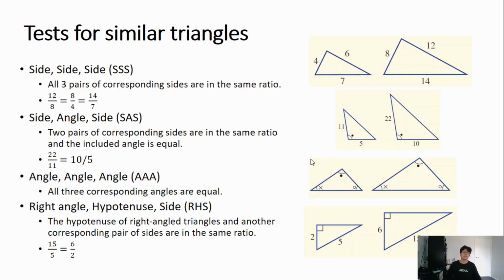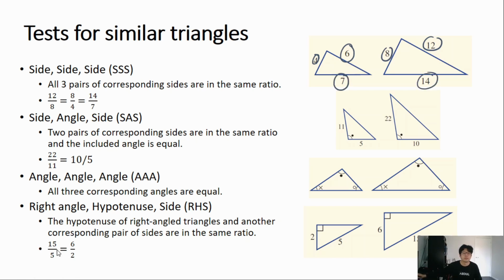So a bit like tests for congruency, we have a few tests for similar triangles, and these are side, side, side; side, angle, side; angle, angle, angle; and right angle, hypotenuse, side. The first one, side, side, side, or SSS, is when all three pairs of corresponding sides are in the same ratio. As you can see in this shape, all three pairs of corresponding sides are in the same ratio. To get from 4 to 8, we just multiply by 2. To get from 6 to 12, we multiply by 2. And to get from 7 to 14, we also multiply by 2.